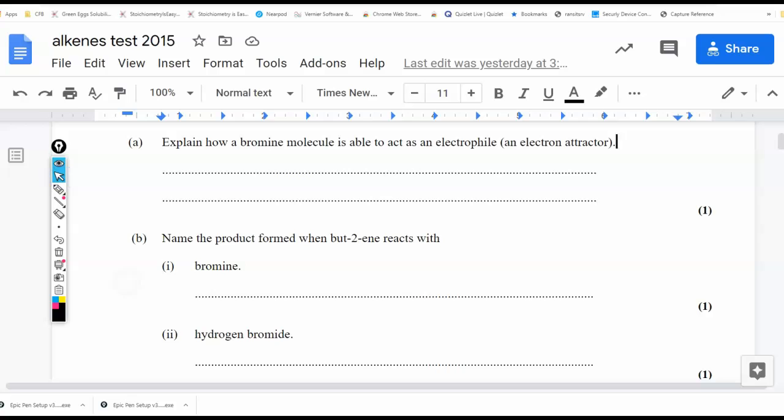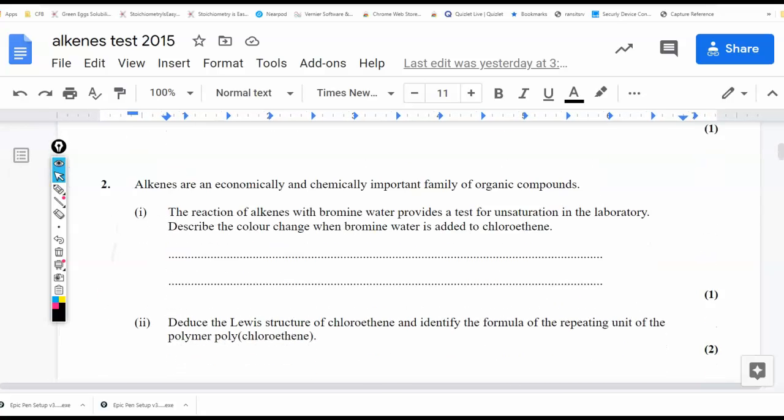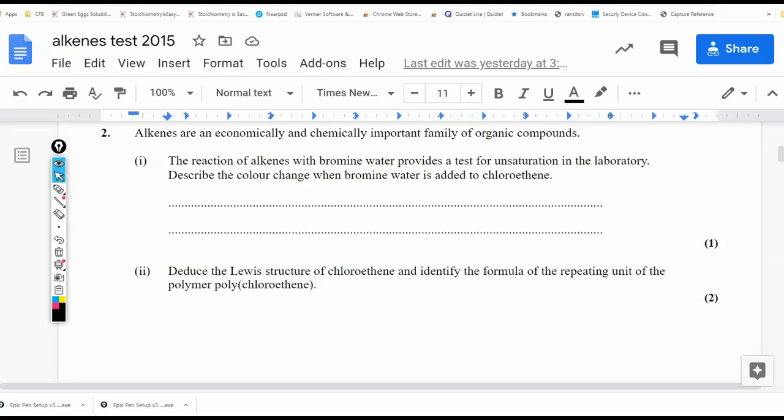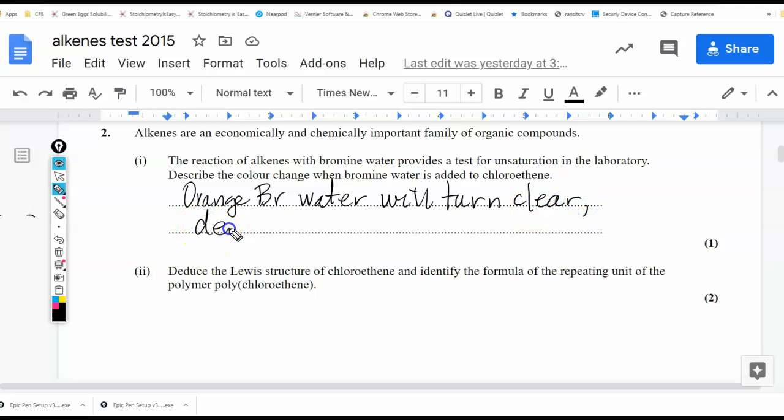All right, here we go. Okay, alkenes are commercially and economically important for a family of organic compounds. The reaction of alkenes with bromine water provides a test for unsaturation in the laboratory. Describe the color change when bromine water is added to chloroethene. So when bromine water is added to chloroethene, the orange bromine water will turn clear, or you could say it will decolorize.